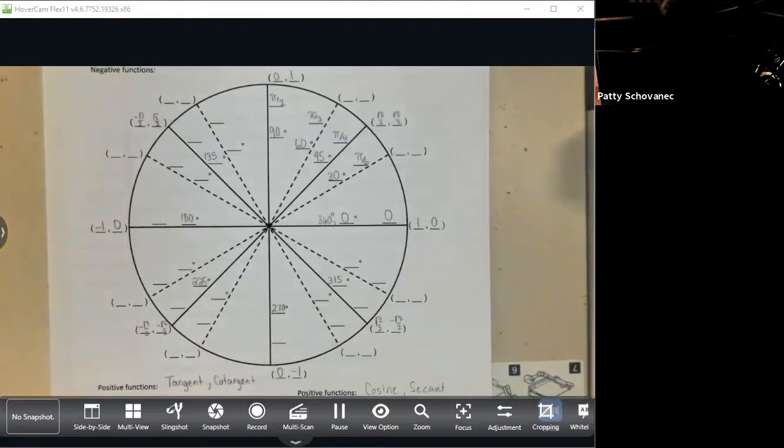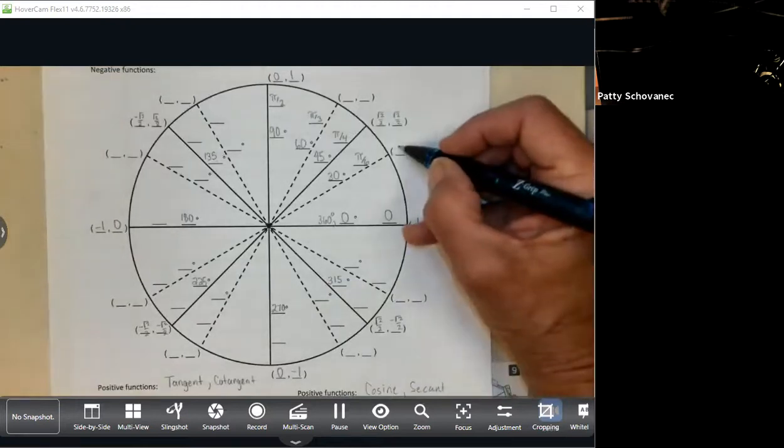So what do you know now about the pi over 6s? What's the ordered pair there? What is the cosine of pi over 6?